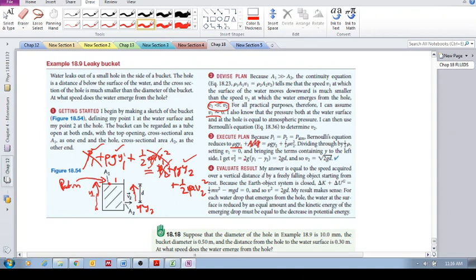Dividing through by half rho and setting this one equal to 0, we end up with this. We solve for v2, which is the root of 2gd. Okay, so the velocity here is a function of the distance between the 2 points, but it's a function of the square root of that distance, and it's the square root of 2gd. Now, where have we seen this before?